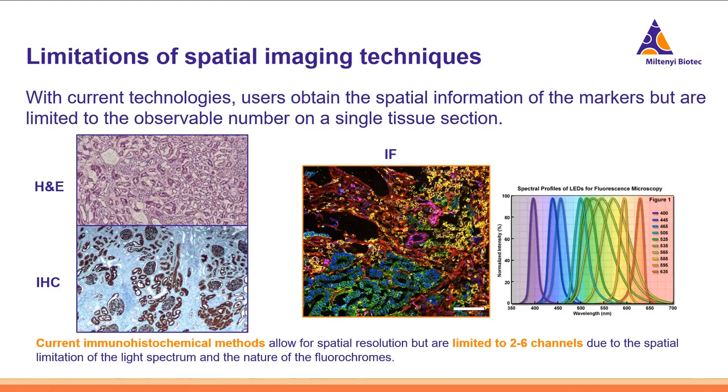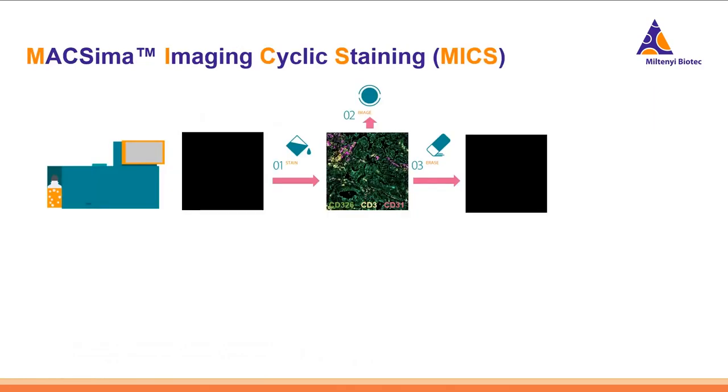This is where immunofluorescence methods have grown and expanded that number, maybe to 4 to 6. But then it's the light spectrum and the nature of the fluorochromes that limits the clean detection of additional channels and markers. And so that's why there's been this push to move past this barrier to really get down to the different phenotypes of all the different cells that could be present in the tumor microenvironment. There are a lot of different methods out there that you can use to overcome these limitations that we talked about on the previous slide.